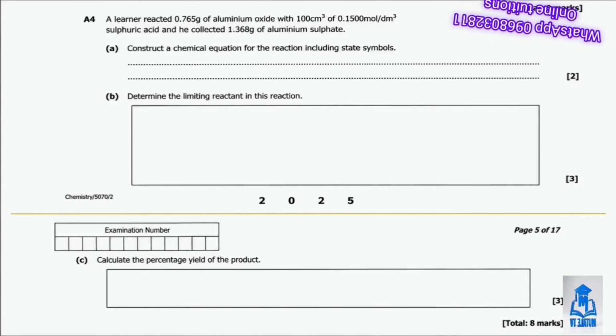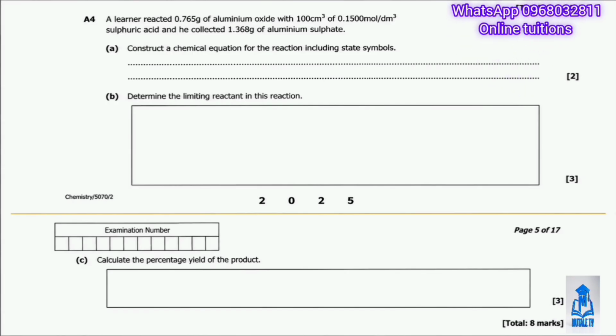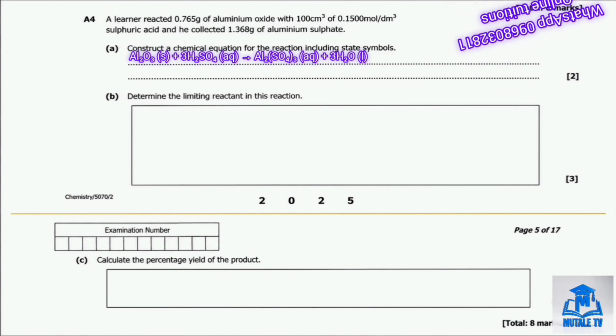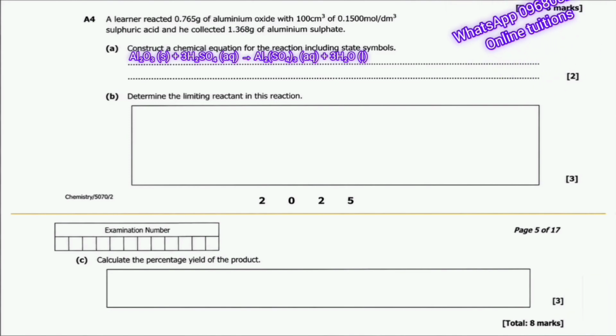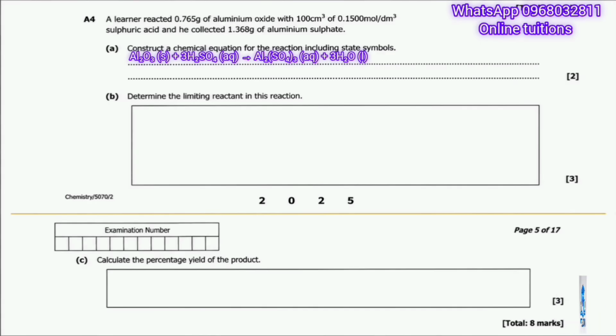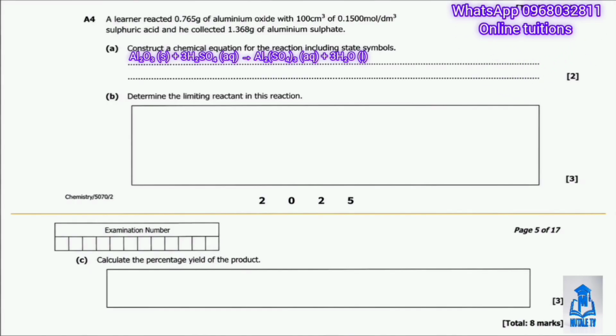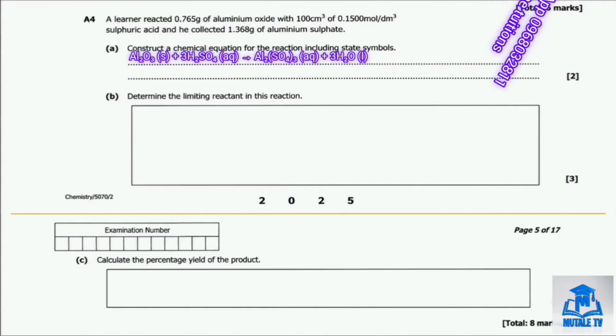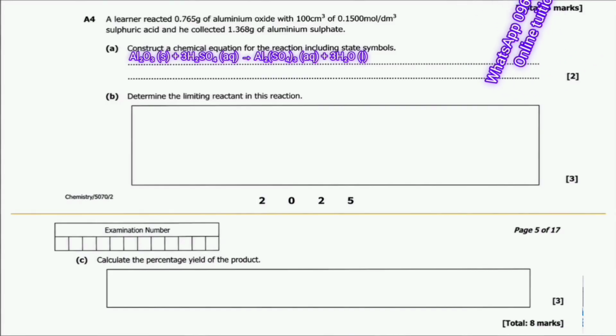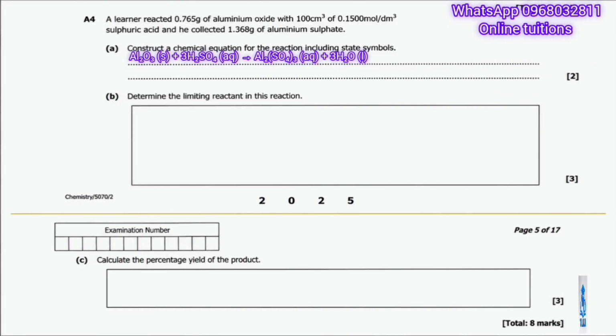Part A asks us to construct a chemical equation for the reaction, including state symbols. So aluminum oxide reacts with sulfuric acid to form aluminum sulfate and water. Let's balance this step by step. We start with aluminum oxide, Al2O3, plus sulfuric acid, H2SO4, reacting to form aluminum sulfate, Al2(SO4)3, plus water, H2O.